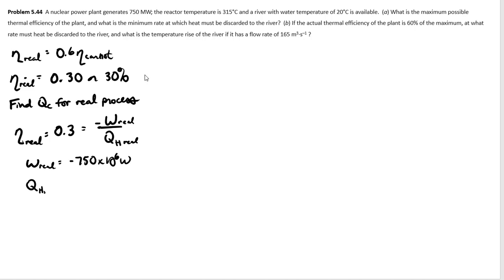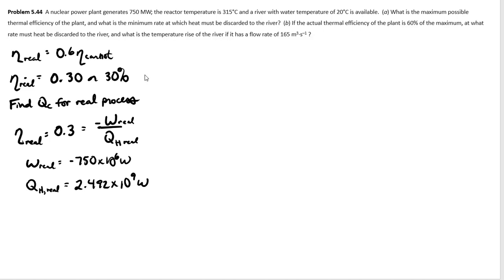We can calculate QH for the real process, and that is equal to 2.492 times 10 to the 9 watts. Is that bigger than what we had before? Yeah, we had about 1.495 times 10 to the 9th watts for the theoretical Carnot heat engine. So that makes sense. Our actual heat that has to come in to generate this.